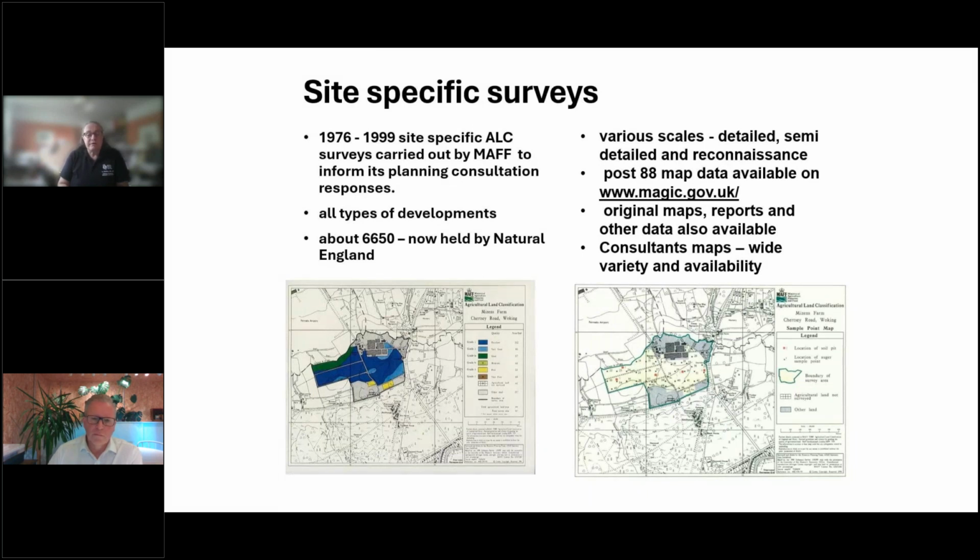And so for each of these surveys, there would normally be a map showing the grades, the auger boring locations, and an accompanying map. They are generally at what we call detailed level, which is 1 boring per hectare, but there are some at semi-detailed and reconnaissance.